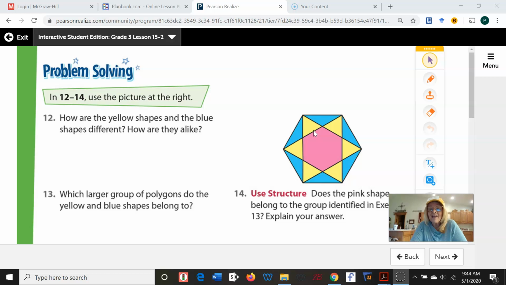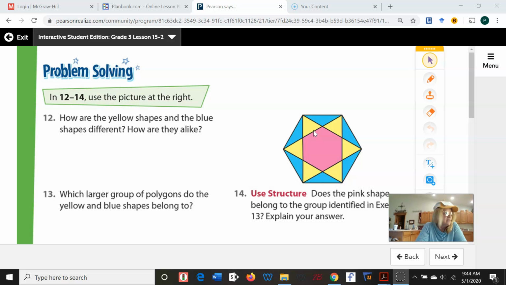If I had to say how they were different, I would probably look at the length of the sides. Now we need to look at how they are alike. That one might be a little bit easier for us too. Tell me one way that the yellow shapes and the blue shapes are alike.